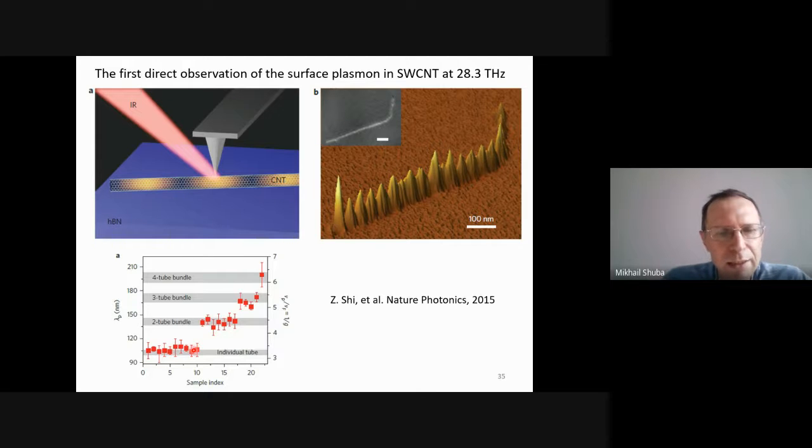This is a very interesting property of carbon nanotubes because, due to the very small surface wavelength, the geometrical resonances for carbon nanotubes with lengths of about 1 micron occur in the terahertz range.